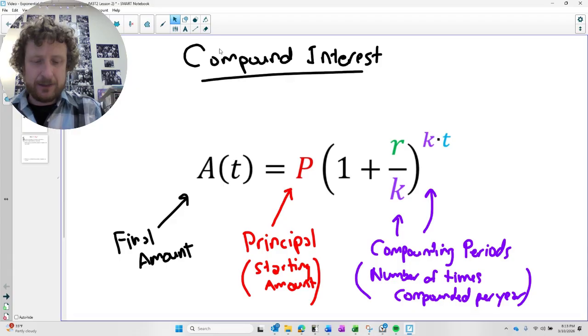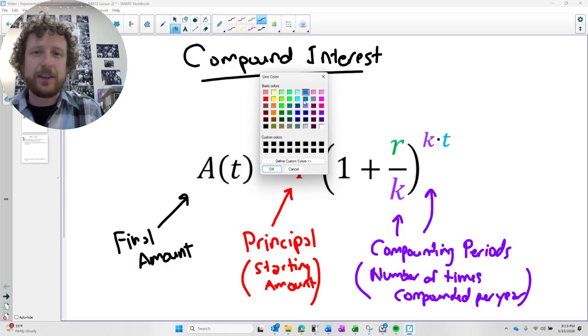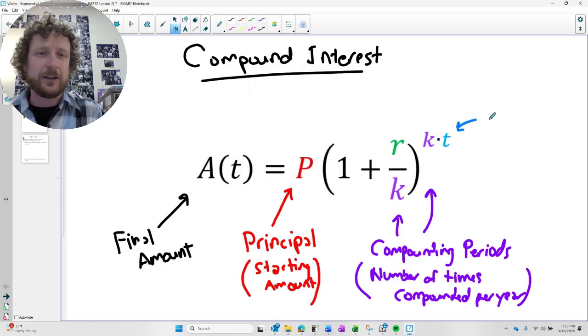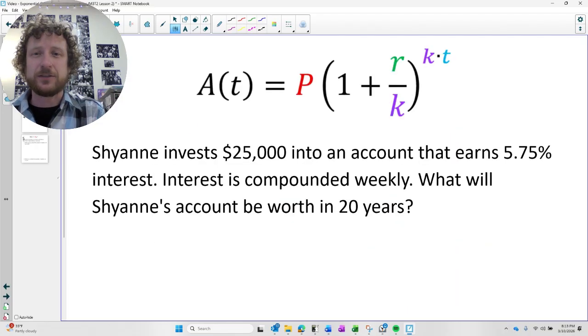And then finally, T, as promised, that exponent is time. In this case, that would be time in years. All we're going to do is identify what situation we're doing. So if the problem talks about half-lives, we're not going to use this formula. If the problem talks about population growth, we're not going to use this formula. But if the problem talks about compound interest, this is the formula we're going to use. And then all we need to do is identify the pieces in the story.